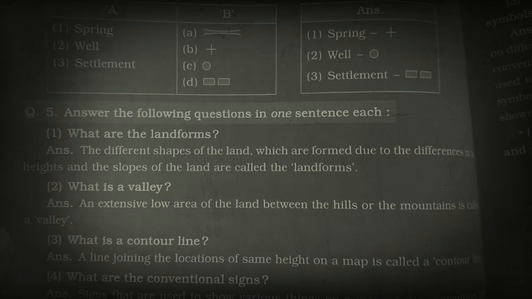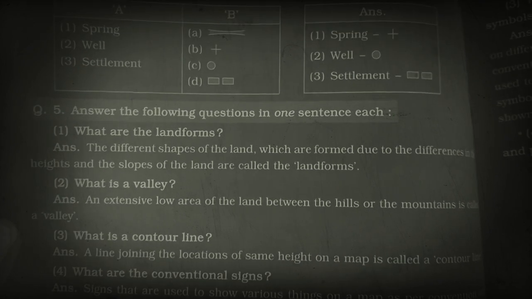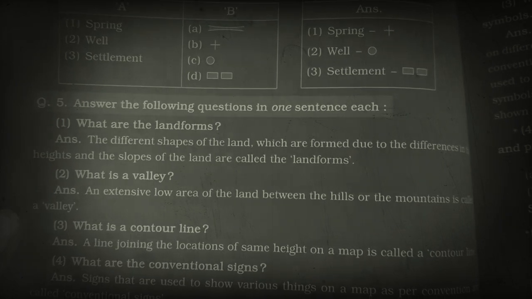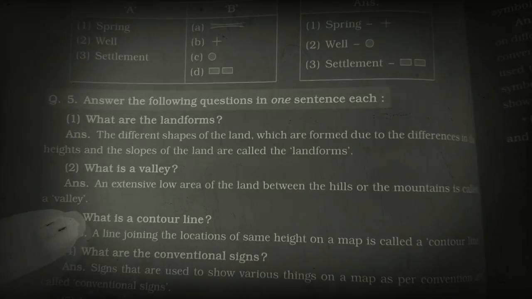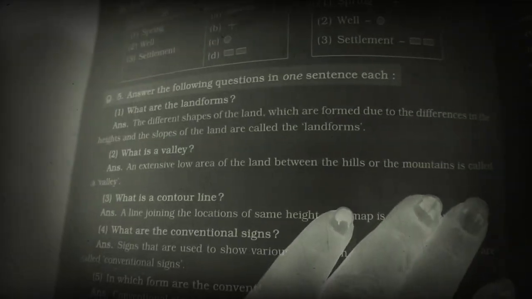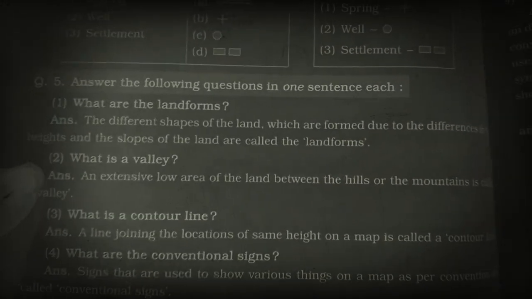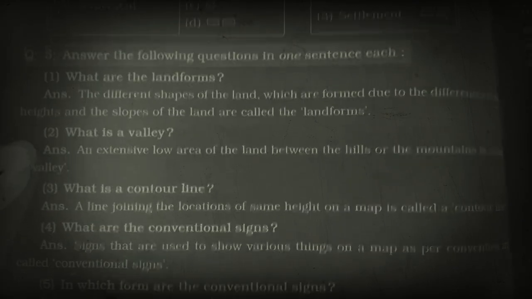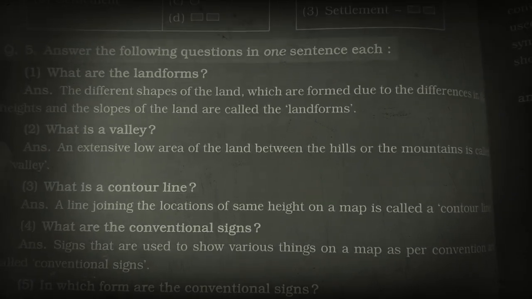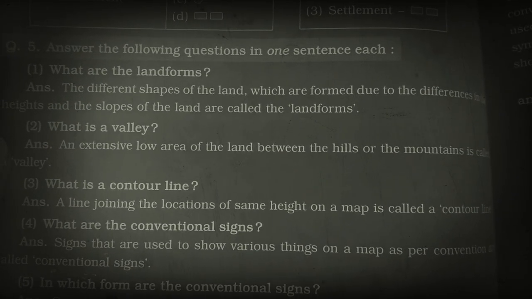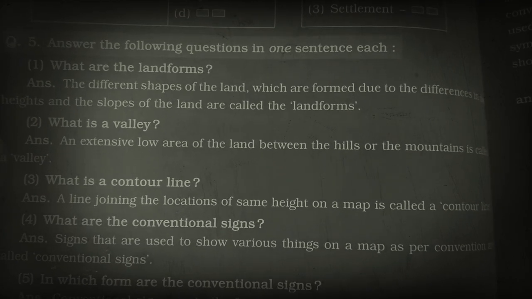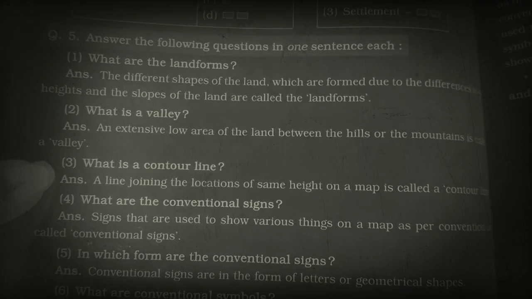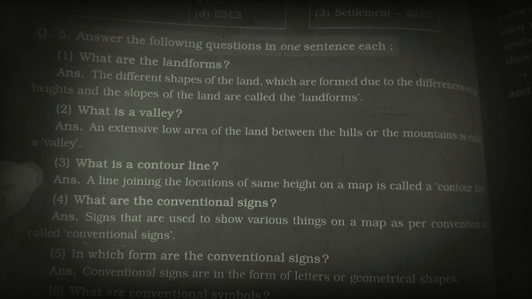Answer in one word. What are the landform? So the answer is the different shape of land which are formed due to the difference in the height and slope of a land are called landform. Next, what is valley? An extensive low area of a land between the hill or a mountain is called a valley. Third one, what is a contour line?